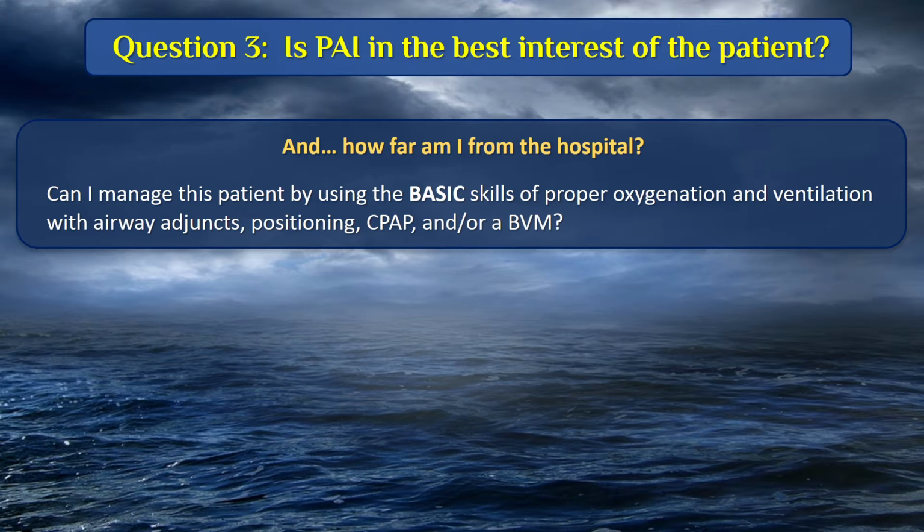Do we have other options available, such as basic airway procedures, oxygenation, ventilation, using some type of an adjunct airway, maybe an NPA? Positioning that patient, possibly even using CPAP if their level of consciousness is high enough, and/or just going back to the basics of a BVM. So it's just one of those other questions that we need to address to ourselves before we PAI the patient.